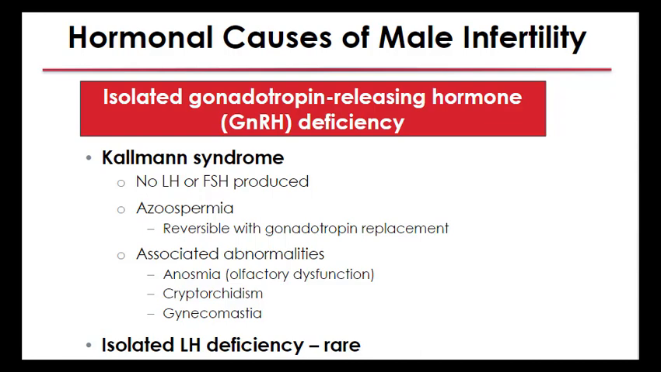Abnormalities associated with Kallmann syndrome include anosmia, cryptorchidism, and gynecomastia. Isolated LH deficiency is also known as fertile eunuch syndrome. This is a variant of Kallmann syndrome where enough FSH is produced to induce spermatogenesis despite incomplete sexual development.